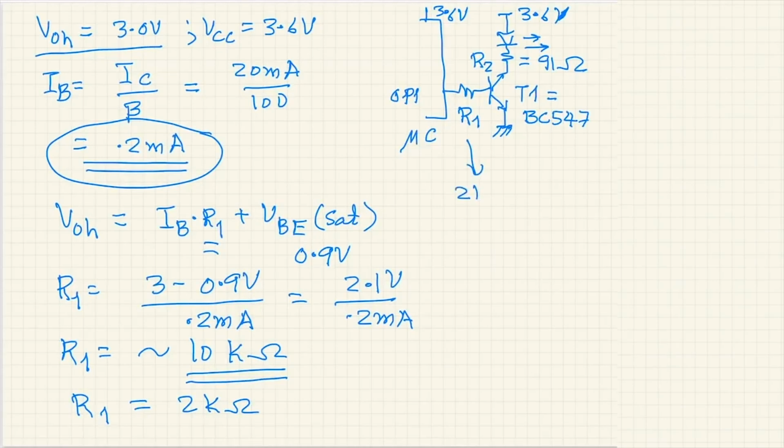So now we have the values of all the components that are required. R1 is 2 kilo ohm. R2 we have already estimated to be 91 ohms. Our transistor is BC547, and we have chosen a red LED, and in this configuration the microcontroller will be able to drive 20 milliamperes of current through the LED. And these are the steps that you must take to be able to arrive at the values of the components for a low side switch as we have illustrated.